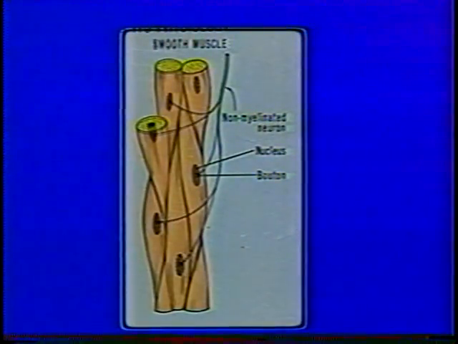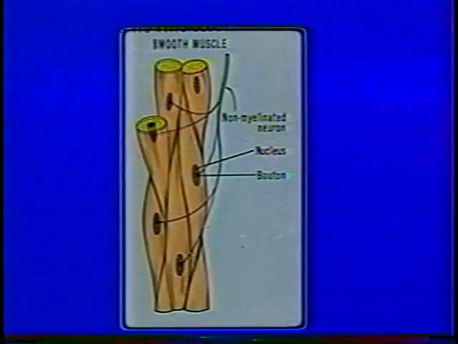As one examines this 10x magnification of smooth muscle, one notices immediately the lack of striations. This muscle is considered a non-striated or smooth muscle. A diagram of smooth muscle illustrates that it is composed of spindle-shaped fibers, each with a central nucleus.